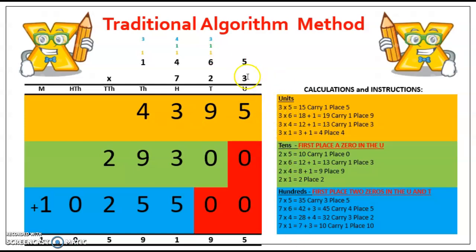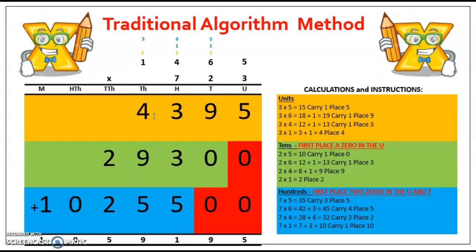Right, let's carry on. 3 times 5 is 15. We carry the 1, we put down the 5. You already know how to do this. Right, next, 3 times 6 is 18. Plus the 1 we carried over is 19. We carry over the 1, put down the 9. 3 times 4 is 12. 12 plus 1 is 13. We carry over the 1, we put down the 3. Next, 3 times 1 is 3. Plus the 1 we carried over is 4. We are now done multiplying out the units.